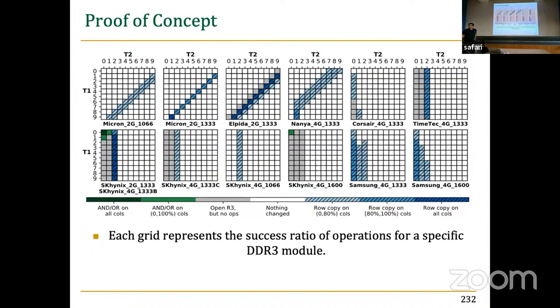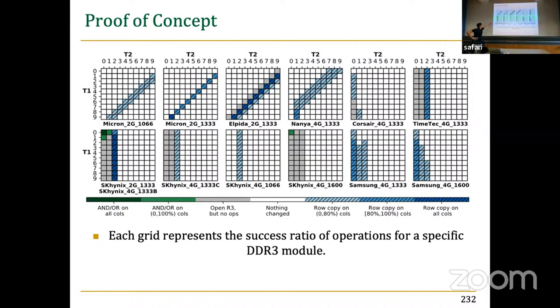It's more than enough for the proof of concept. Not in all cases you manage to copy all rows, only those with the darker blue. In some cases, it's something between 0 and 80%. In other cases, simply there is no operation.